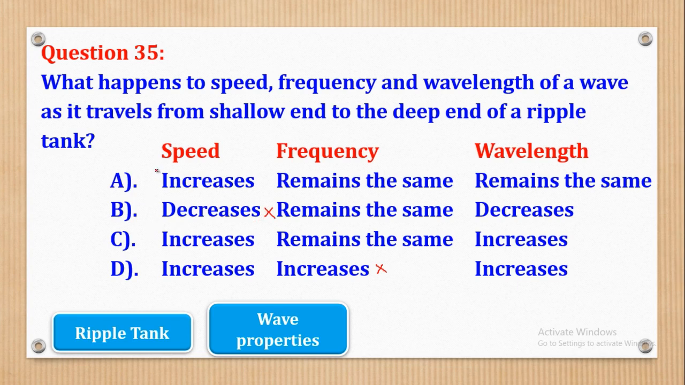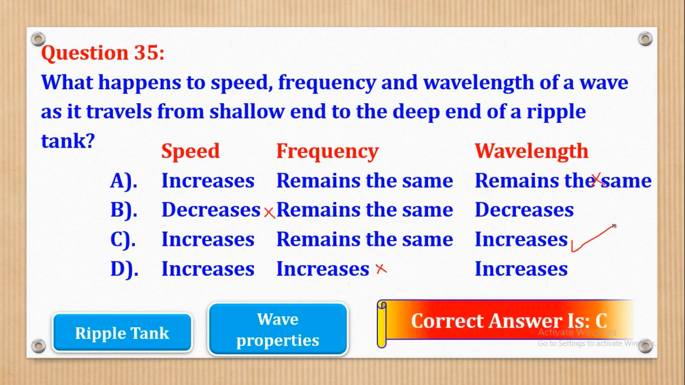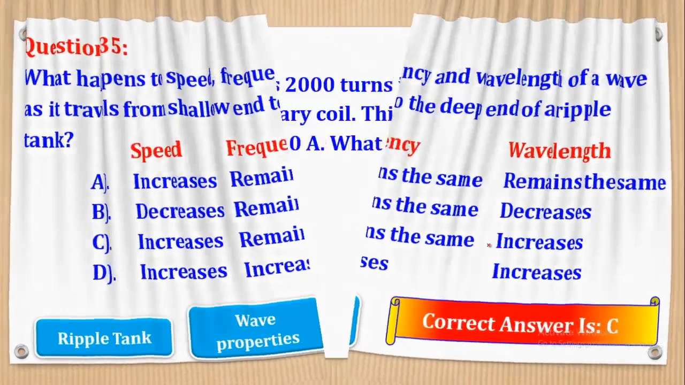For both A and C, speed is increasing and frequency remains the same, which is also correct. But when you go to wavelength, for A they say that wavelength remains the same, and for C they are saying that wavelength increases. So this makes that part wrong, and that means that we end up with part C as our correct answer.